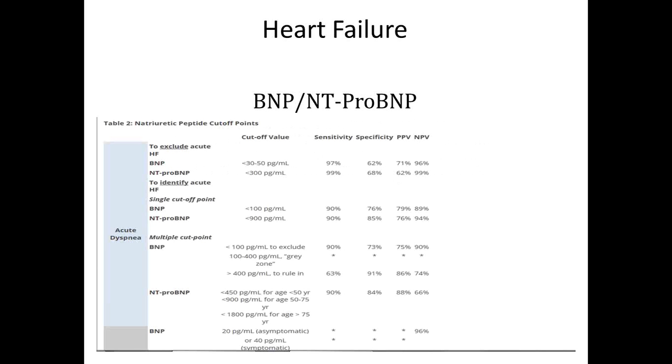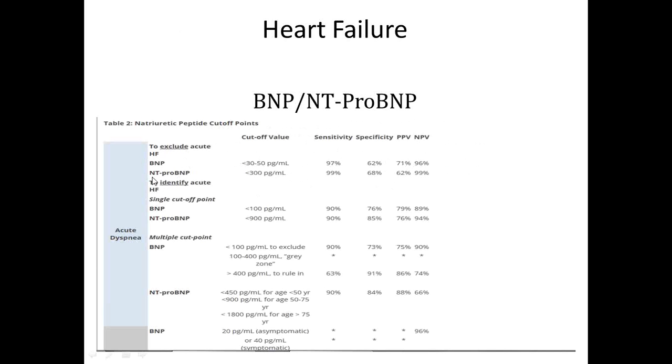Okay, so these are just put in table form for the BNP, to exclude acute heart failure. If the BNP is between 30 and 50 picograms, to exclude it's about 97% sensitivity, 62% specific, and the negative predictive value is 96%. So for a low BNP, you can almost categorically say that the patient does not have heart failure. So the negative predictive value is pretty high.